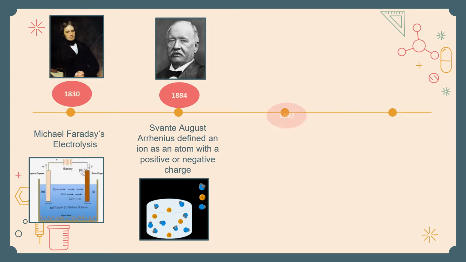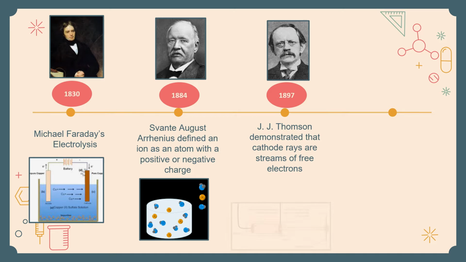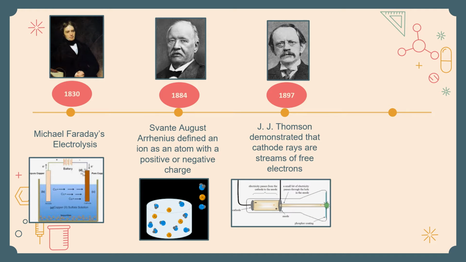In 1897, J.J. Thomson showed that cathode rays were streams of free electrons. He felt that electrons were somehow involved in bonding and even proposed that the atoms in HCl are joined by a tube of electromagnetic force, and he suggested that HCl has a positive and negative end.